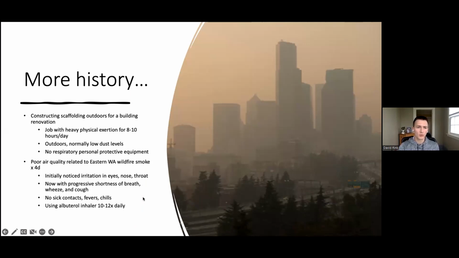However, there has been poor air quality the last several days related to eastern Washington wildfire smoke. They initially noted irritation in their eyes, nose, and throat. Now they've had progressive shortness of breath, wheeze, and cough. They don't have any sick contacts, fevers, or chills, and they have been using their albuterol inhaler 10 to 12 times a day.